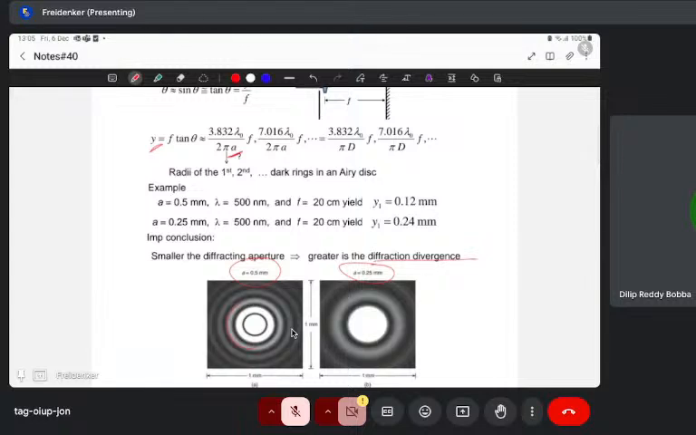So the sizes of the rings of the pattern are inversely proportional to the aperture size. If aperture size increases, then the size of the rings decreases, and you'll be able to notice more rings. That is a different story.